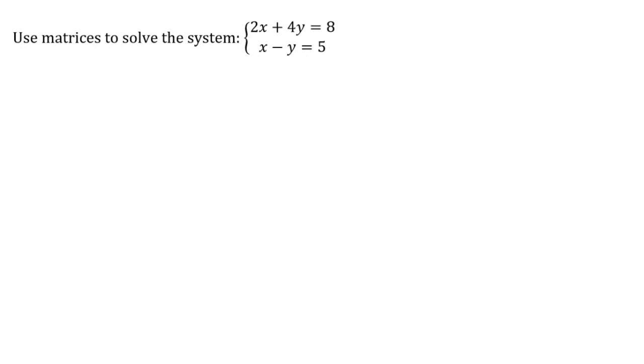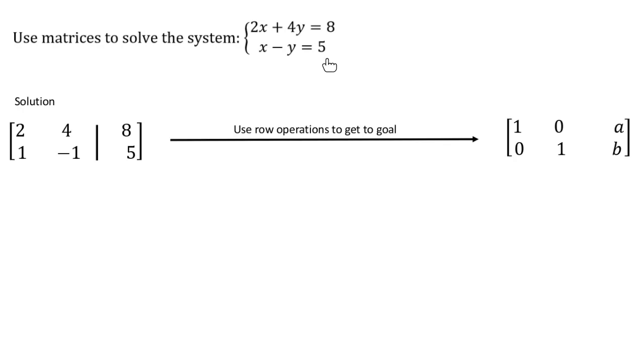So let's go ahead and see an example. Let's use matrices to solve this linear system. We have 2x plus 4y equals 8 and x minus y equals 5. The first thing we need to do is convert it into its augmented matrix. Here we have two lines, so we're going to have two rows. We have 2, 4, equals 8. We have 1, -1, equals 5.